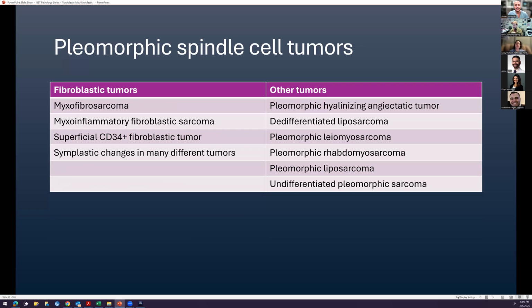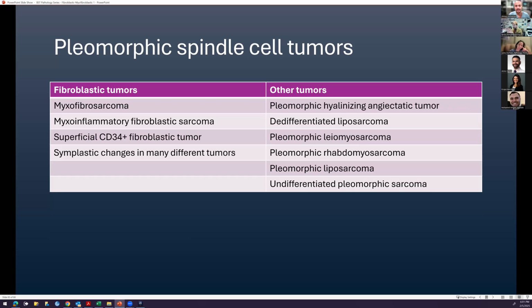You have pleomorphic spindle cell tumors as well. There's a few in the fibroblastic category that fit into pleomorphic spindle cell tumors. So things like myxofibrosarcoma. Low grade will have scattered pleomorphism. High grade will have very diffuse pleomorphism, right? Myxoinflammatory fibroblastic sarcomas, superficial CD34 positive fibroblastic tumors. Symplastic changes may be seen, like, for example, we talked about myofibroblastomas and cellular angiofibromas that can have symplastic changes and get these pleomorphic tumors.